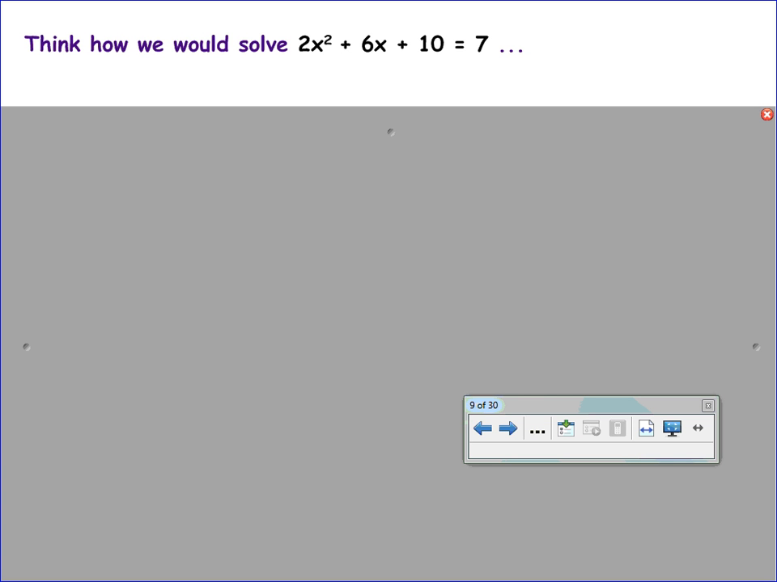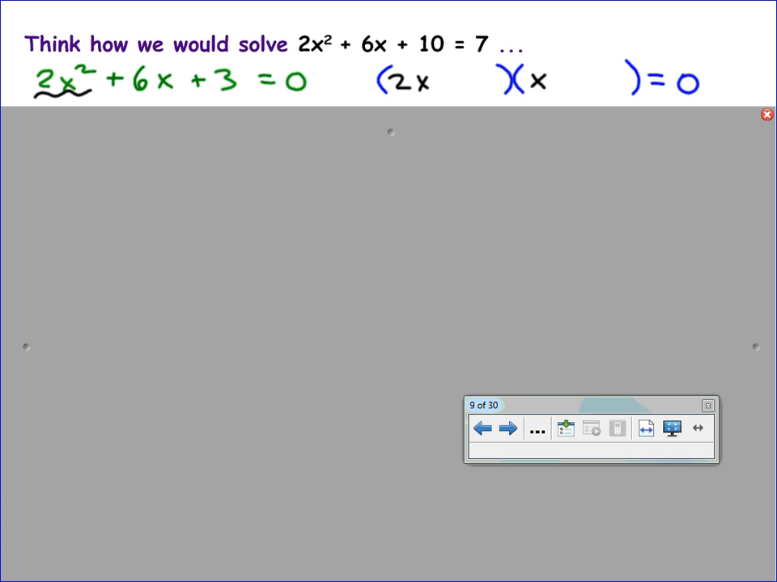So if I first subtracted the 7 over and rewrite in standard form set equal to 0, I get 2x squared plus 6x plus 3 equals 0. Then I try to factor. So I'd go ahead and set up my parenthesis pairs for my binomials. And I consider my factors of the first. I know that's 2x squared. So my choices for the first must be 2x and x.